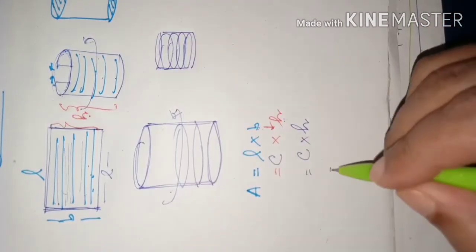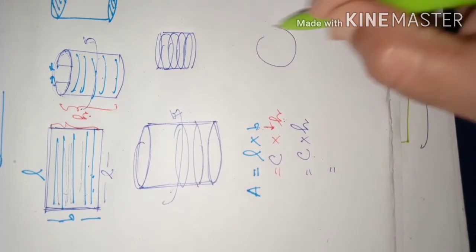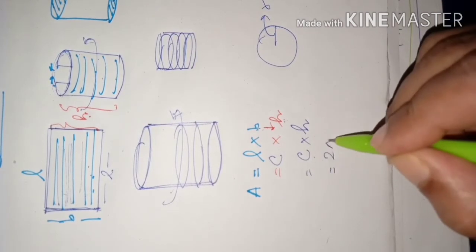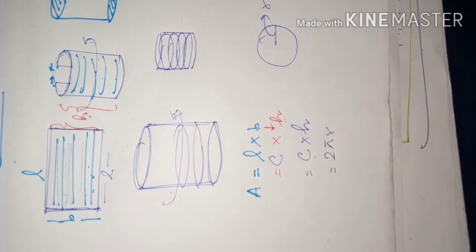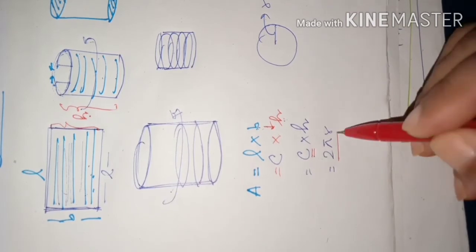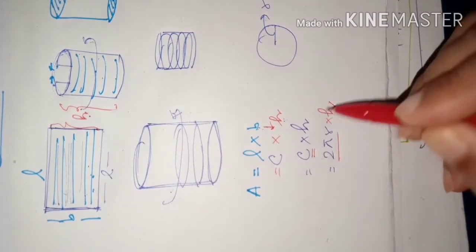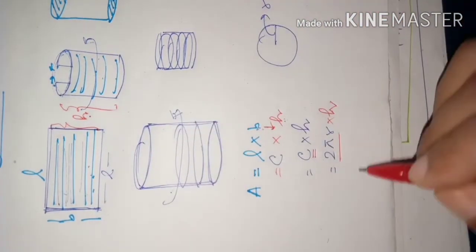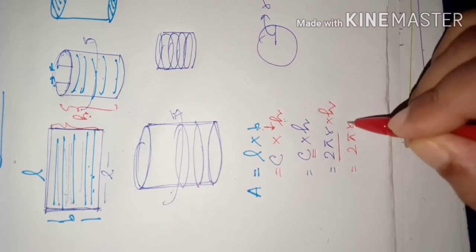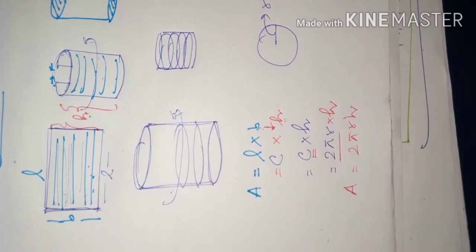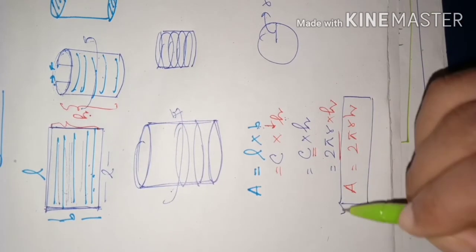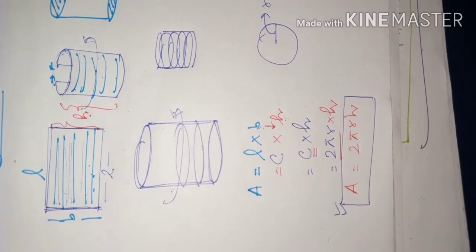That way we can say, since circumference of a circle is connected with the radius, circumference is nothing but 2 into pi into r, because circumference of a circle is given by 2 pi r, into the height. Height is nothing but the breadth of the rectangle which is used to make the cylinder. So ultimately it is 2 pi r h. That is the area formula, curved surface area of a cylinder. Try to remember. Curved surface area of a cylinder is 2 pi r h. Okay, dear students?